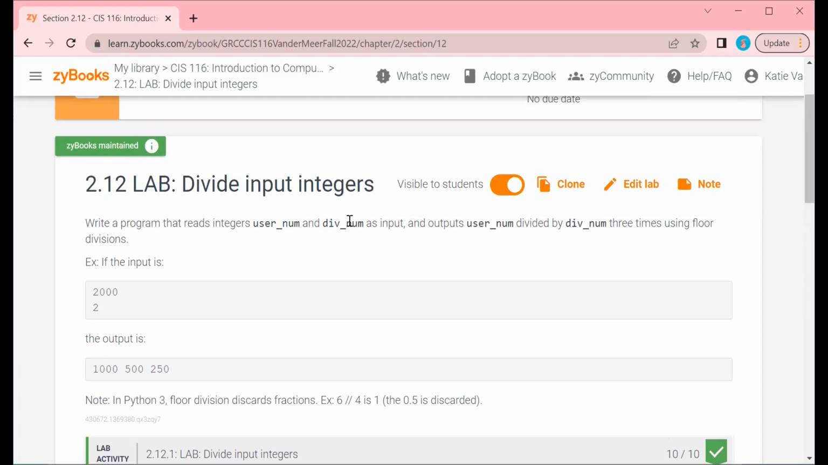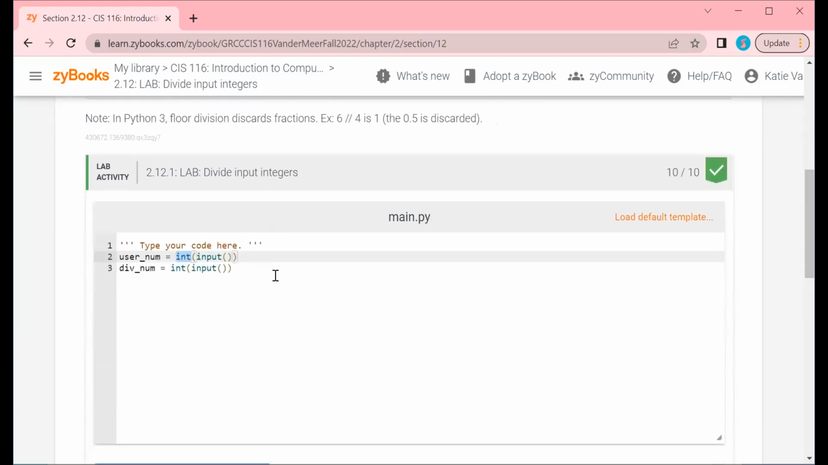So I wrote a program that reads those two, and then it outputs user num divided by div num 3 times using the floor division. This could be a little bit hard, because it doesn't tell you what to store user num into. You could have created a new variable, because it just tells you what the expression part is. This is the point that I got stuck on in this problem.